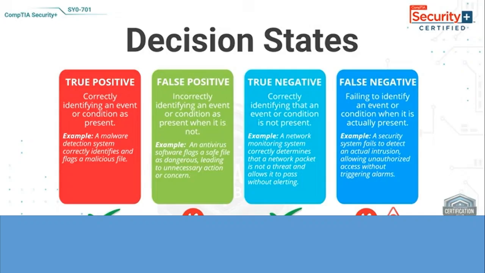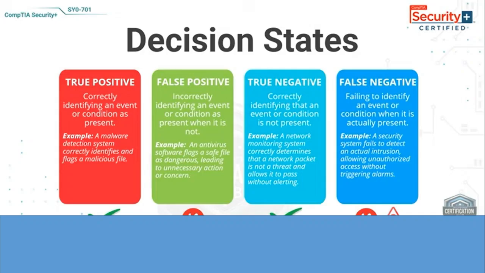Here we have some decision states in these monitors. First is the true positive. True positive is a network decision state where it correctly identifies an event or condition as present. For example, a malware detection system correctly identifies and flags a malicious file. This is true positive. Anything correctly found comes under the decision state true positive.